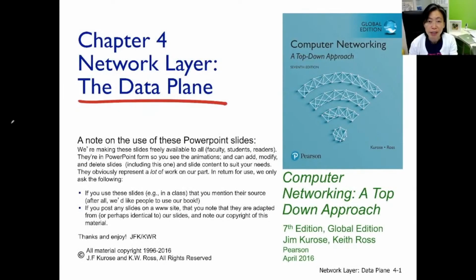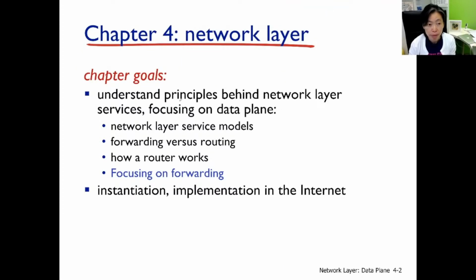Welcome to chapter 4, the network layer, and particularly the data plane. In this chapter, the goals are understanding the principles behind these network layer protocols. We'll focus on the data plane and talk about the other one, the control plane, in chapter 5. In the overview section, we're going to talk about the service models possible for these network layer services. And we'll talk about the main functionalities that people implement in the network layer: forwarding and routing. We'll talk more about these.